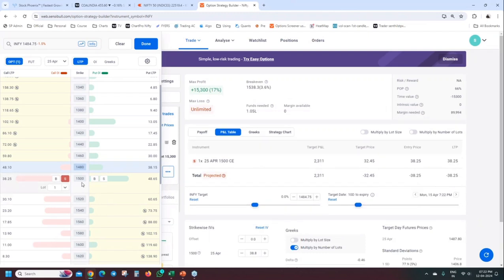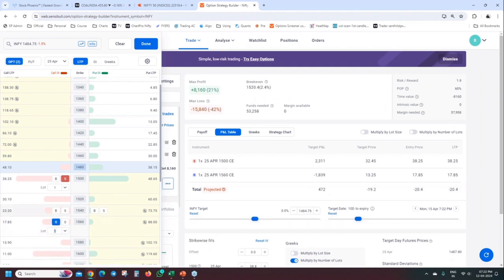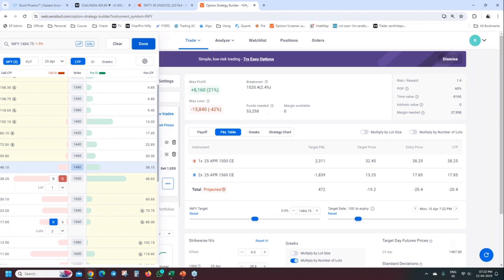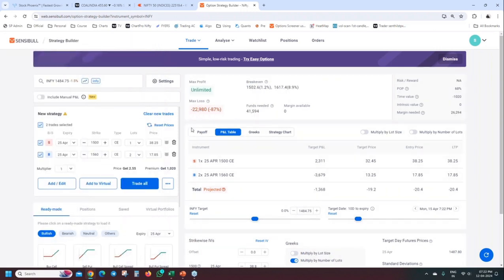Let's take 1500, 1, 2, 3, 4. So the loss is 22,980 maximum loss. As I told you, we don't have to bother about that because it is a maximum loss. If you simply hold the position till the end of the month, and the stock is going against us, that is in a between range, then we will take the maximum loss. 3% upside. I told you, right? It will not get adjusted.